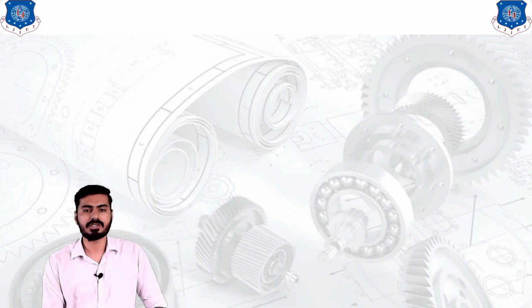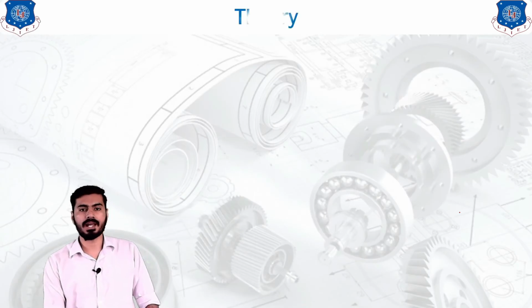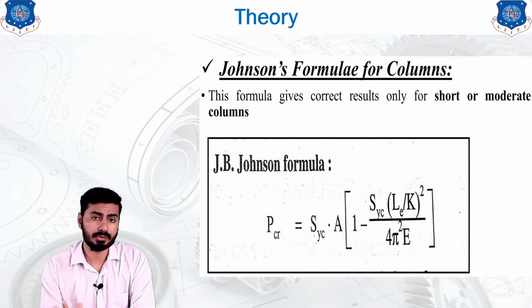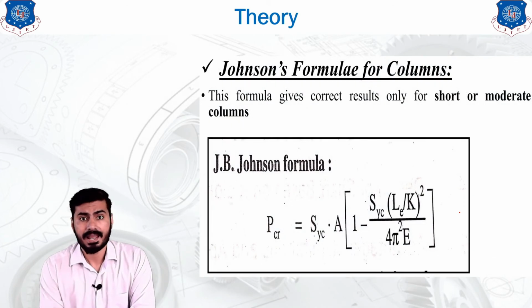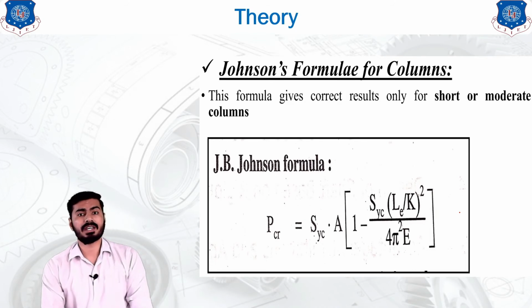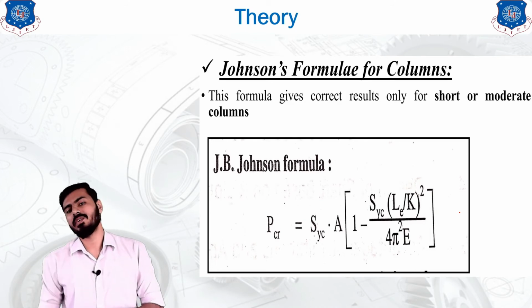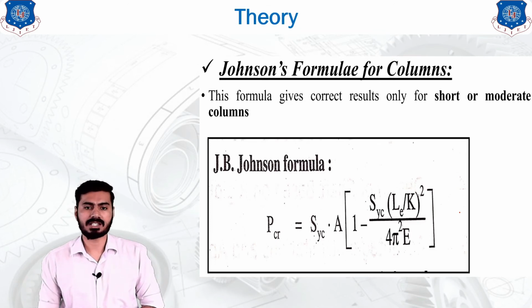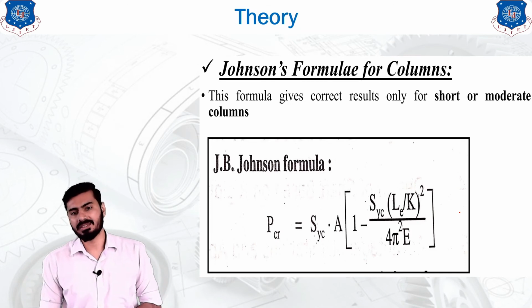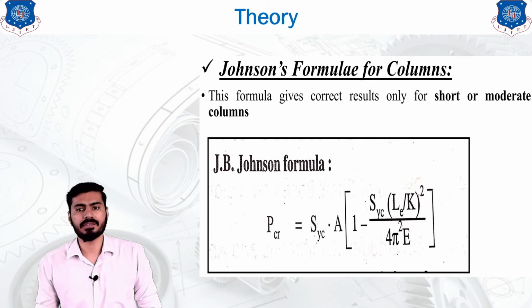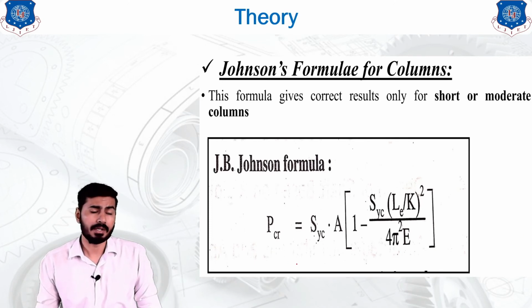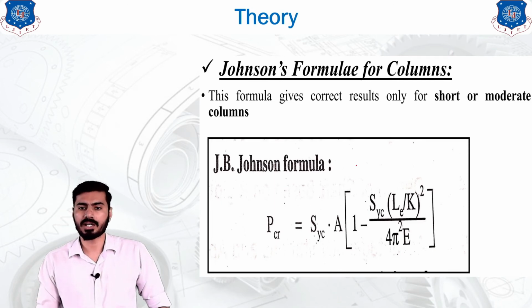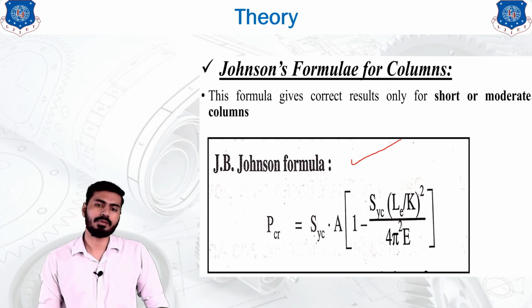So these were the limitations of Euler's formula, and keeping them in mind, you should use this formula meticulously and judiciously based on the working condition as well as the requirement. Now we will see another formula, also known as Johnson's formula or J.B. Johnson's formula. This gives a good result only for short and moderate columns. It is not good for the long column. So whenever you know that your column is a short or moderate column, you will utilize this type of equation.